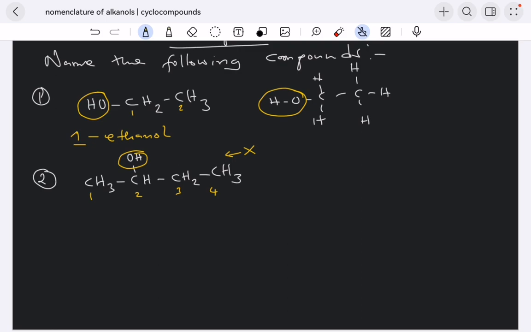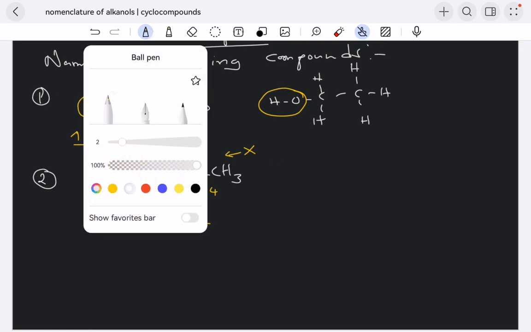So we start by stating the position of the hydroxyl functional group. So 2. Then what is the longest chain? It's 4 carbons, meaning but. So this becomes butanol. Let's look at another example.